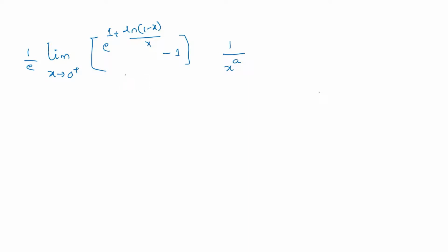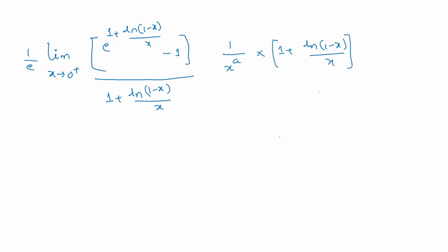So what I'm trying to do here, I'll be introducing the same term in the denominator. That will be 1 plus ln(1 - x) upon x, divide with that one. So I'm going to multiply also. That will be 1 plus ln(1 - x) upon x. So divide and multiply with the same term. So this is what we are going to do.